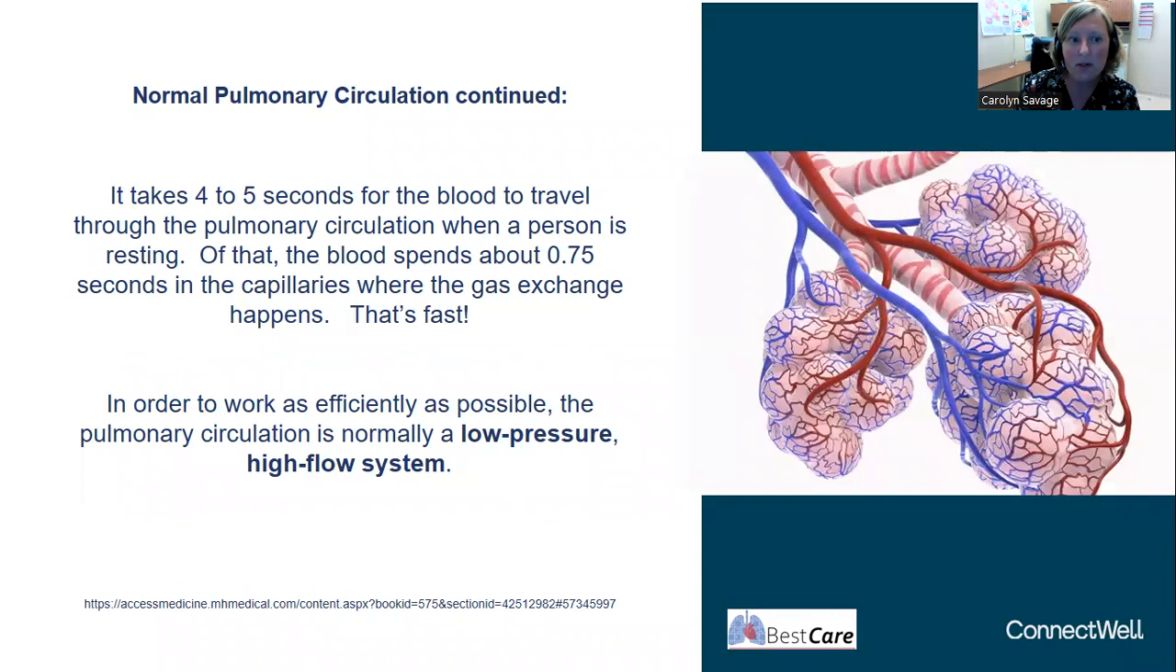So normal pulmonary circulation is very fast. It takes only 4 to 5 seconds for the blood to travel through the pulmonary circulation when a person is at rest. Of that, the blood really only spends about 0.75 of a second, so very fast, in the capillaries, which is where that gas exchange happens. In order to work as efficiently as possible, the pulmonary circulation is normally a low pressure system that has a high flow of blood volume, so a low pressure, high flow system.